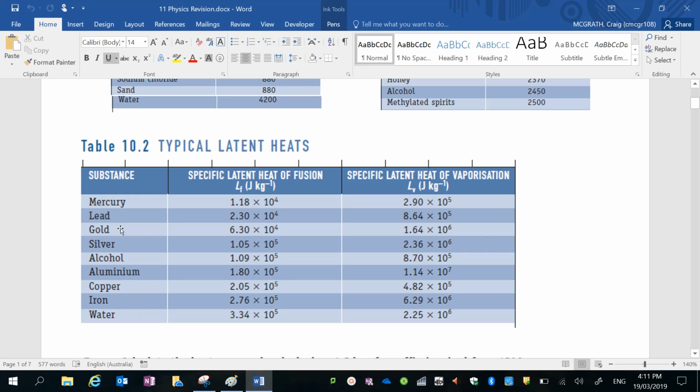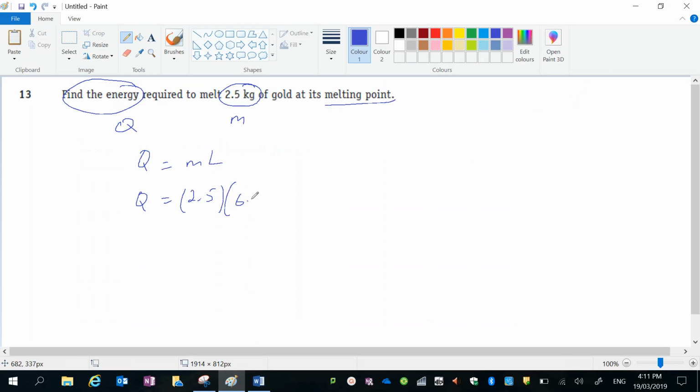So what was it doing? Gold. It's latent heat of fusion, this one. So it's 6.3 by 10 to the 4. So the answer is 2.5 times 6.3 by 10 to the 4.